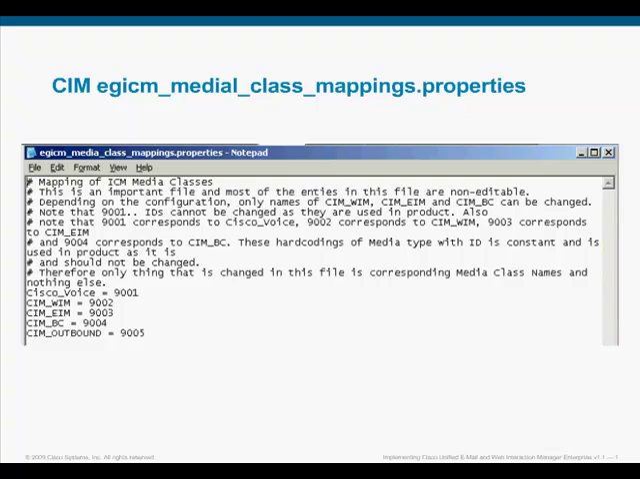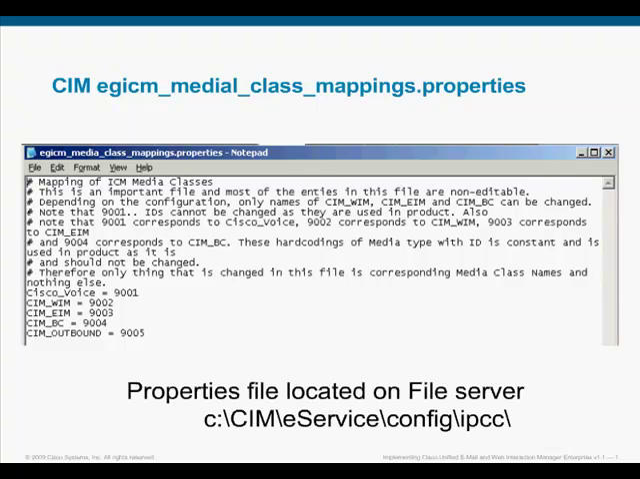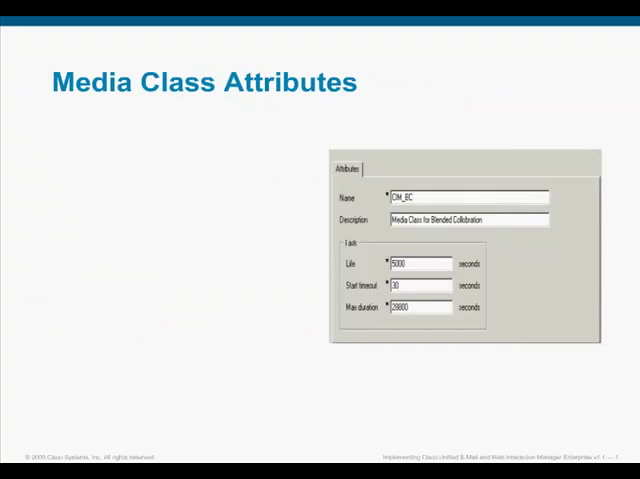CIM will map the media classes that we just defined in ICM in a properties file. The properties file is located on the file server in the CIM eService config IPCC directory. This is why it is so important that when you create the media class names in ICM that you use the correct format. Now let's take a look at the media class attribute.